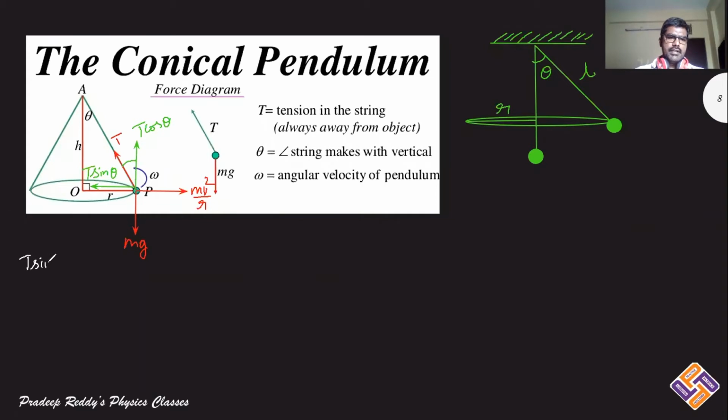T sin theta is balanced with the outward force. It is mv square divided by r. And the other equation is vertically, it is T cos theta. T cos theta is equal to mg, right? Let me consider this as equation number 1.